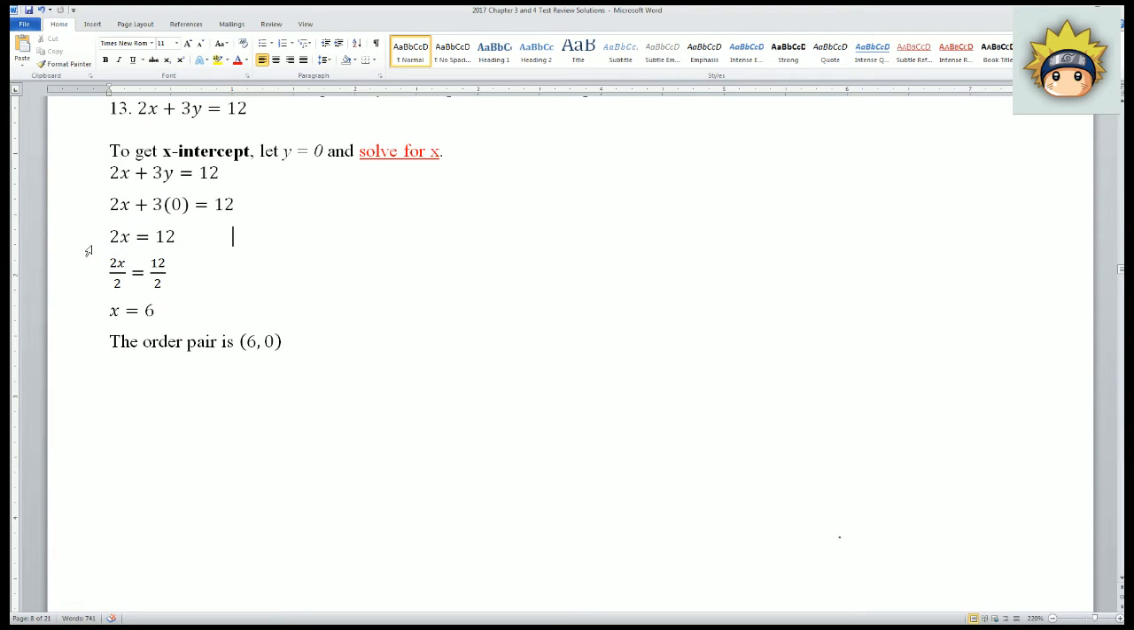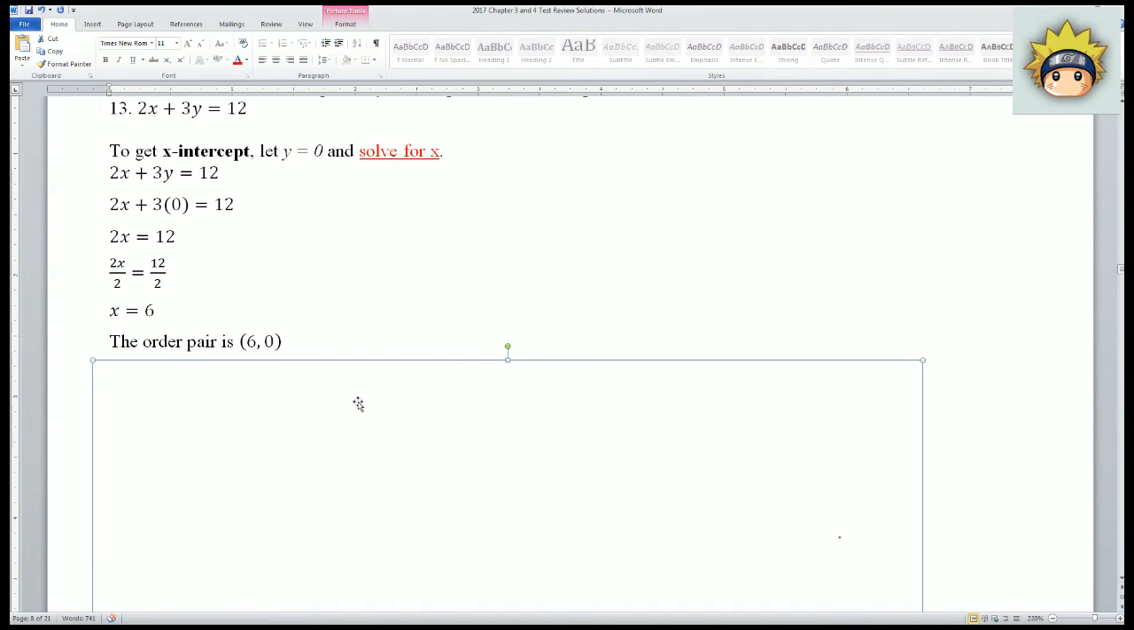The left-hand side, all you're left with is a 2x. On the right-hand side, you got a 12. To get x alone, you have to get rid of this 2. It's attached via multiplication. The inverse property of multiplication is division. So you have to divide 2 to both sides. Once you do that, x is equal to 6. Notice that we made y equals 0, then x is equal to 6. It is a relationship. Thus, you write the x-intercept as an ordered pair: 6, 0.